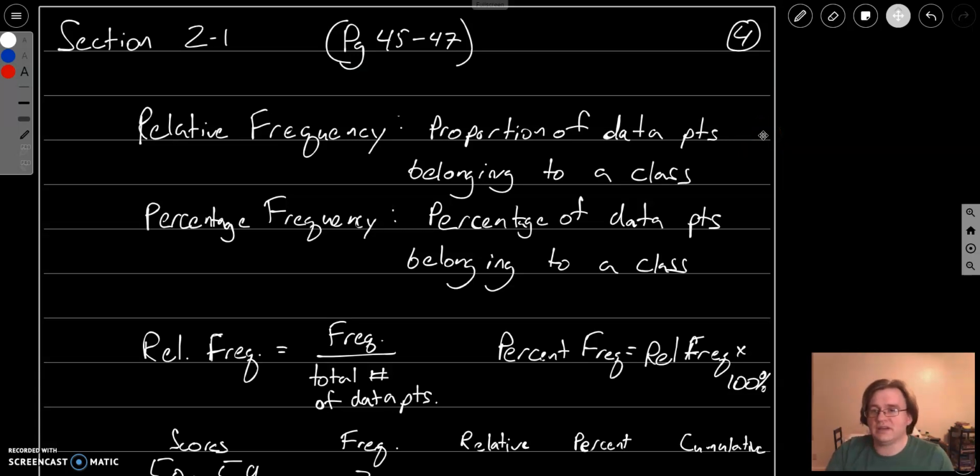Hello and welcome back. This is the second half of section 2.1. And we're still looking at frequency tables, but there are a couple more types of frequency that we can compute.